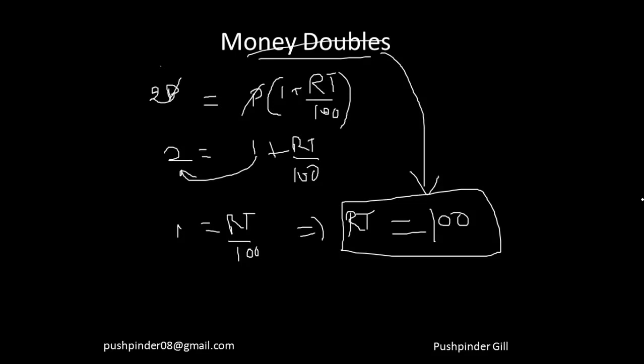Now you would be asking yourself, oh my god, how many such things do I have to remember? Believe me, I always teach universal concepts. Let's suppose money triples, it becomes 3 times itself. There will be a 3 here, the P would cancel, and then R into T would be 200. If money becomes 4 times, R into T would be 300. 5 times, R into T is 400. N times, R into T is N minus 1 into 100.